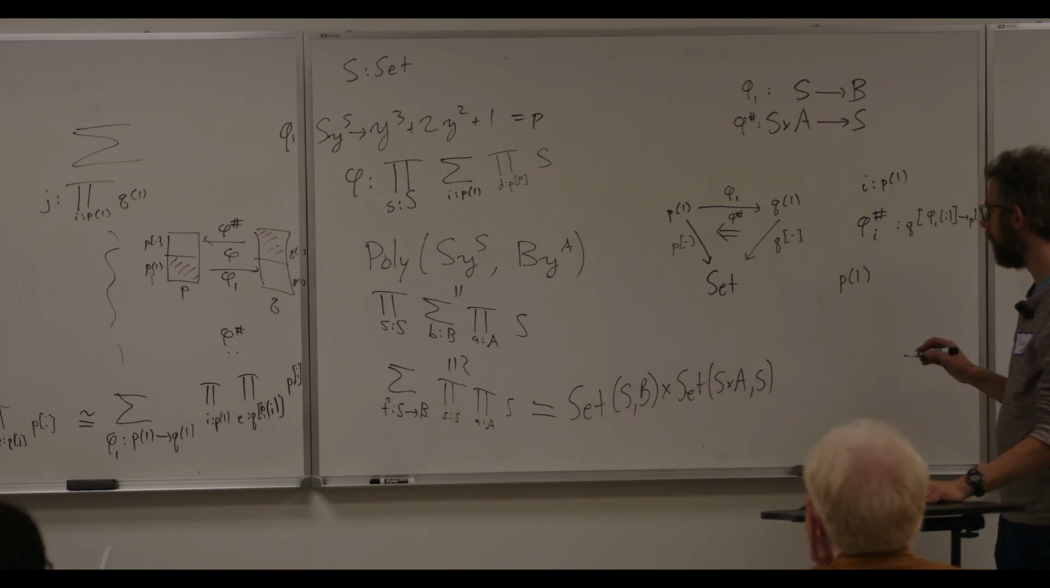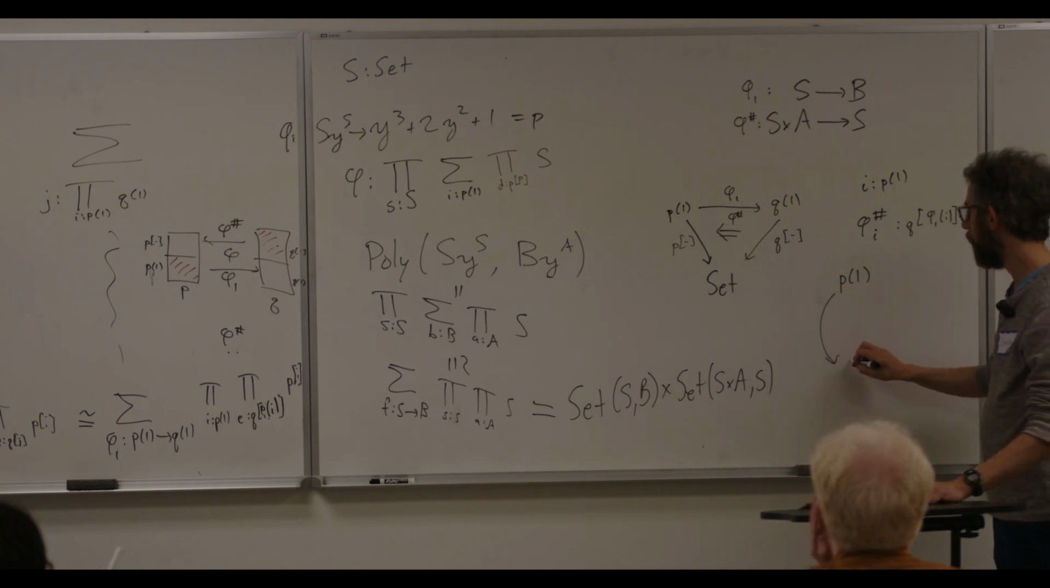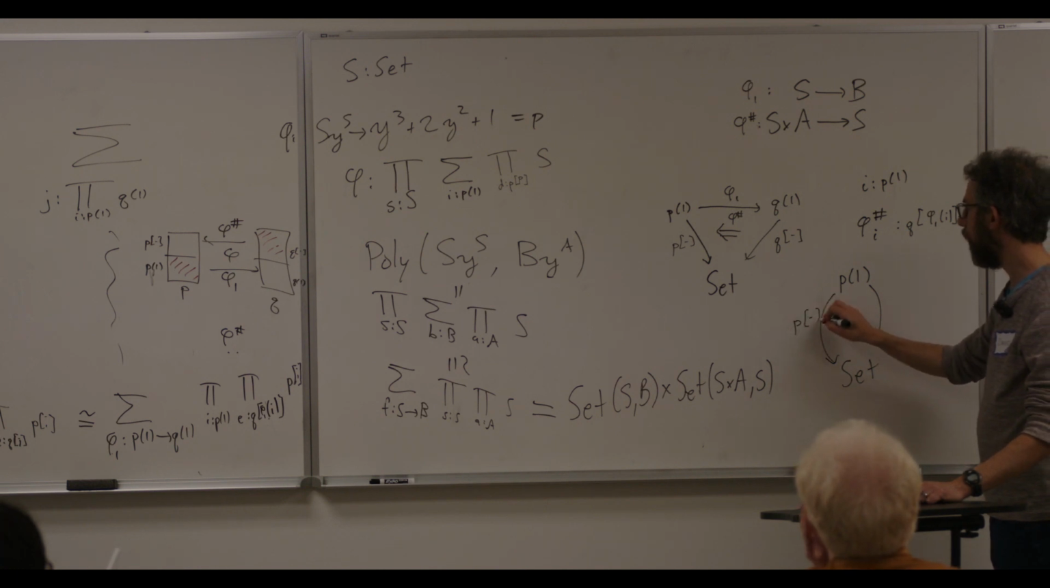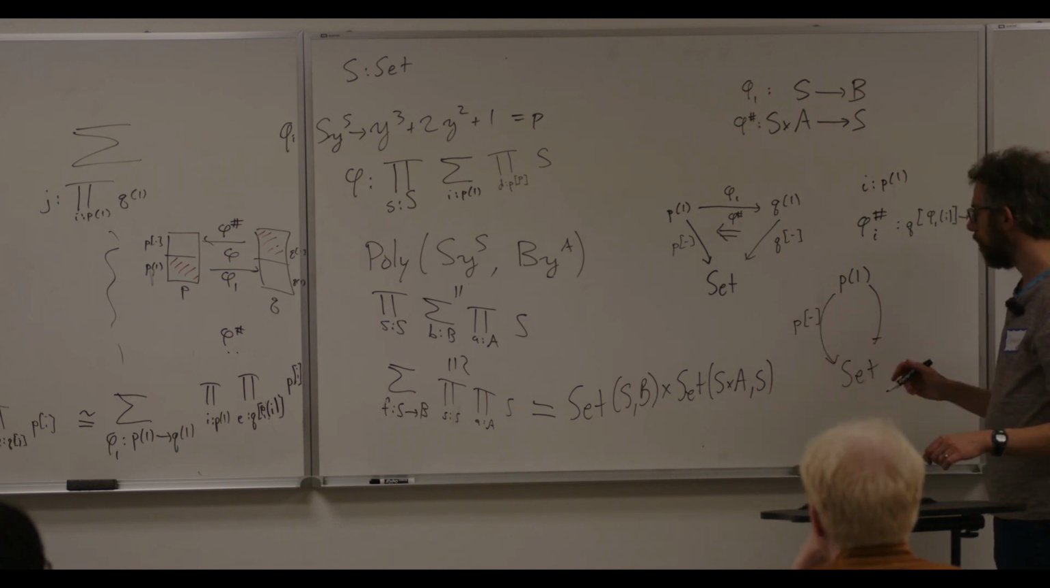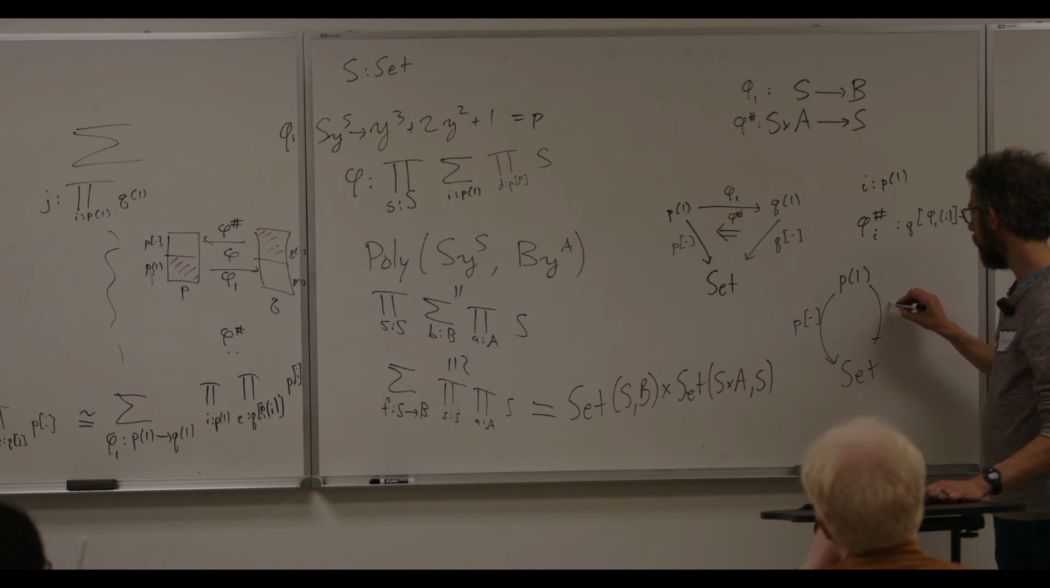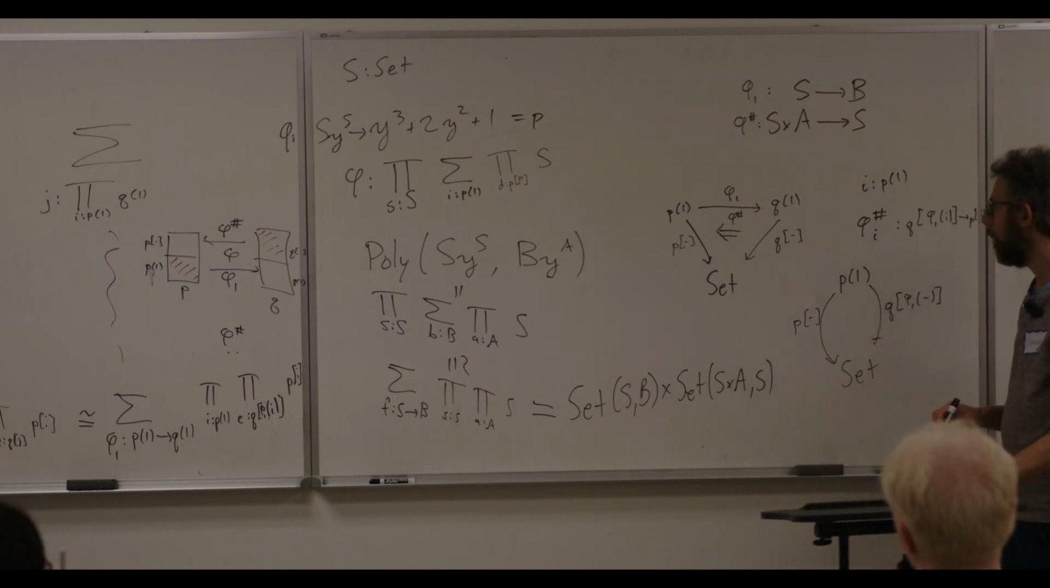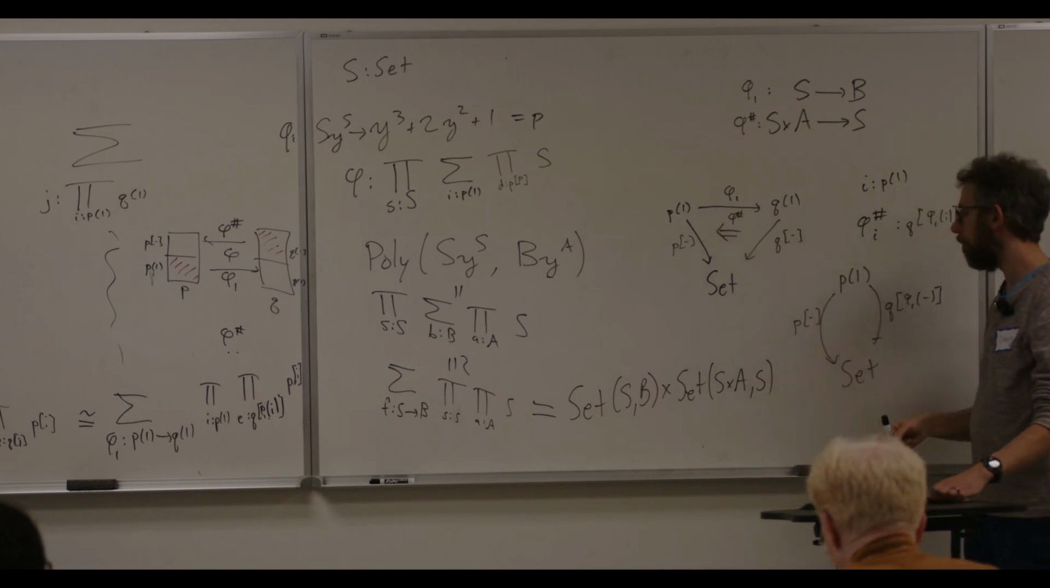It's a natural transformation between two functors from P of 1 to Set. One of them is P bracket blah. The other is Q bracket phi 1 of blah.